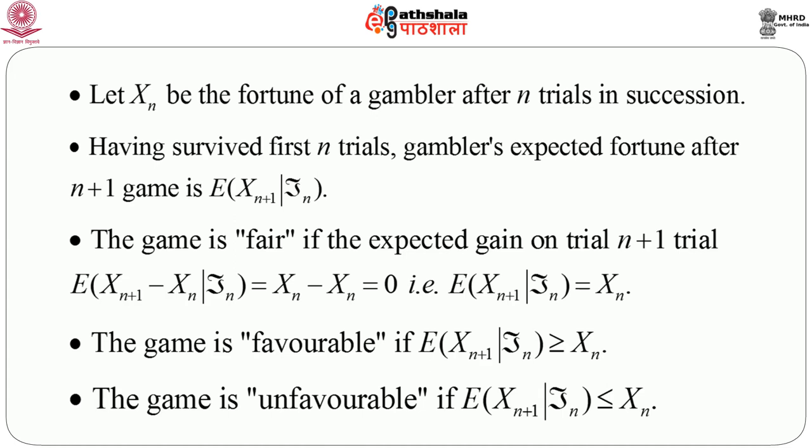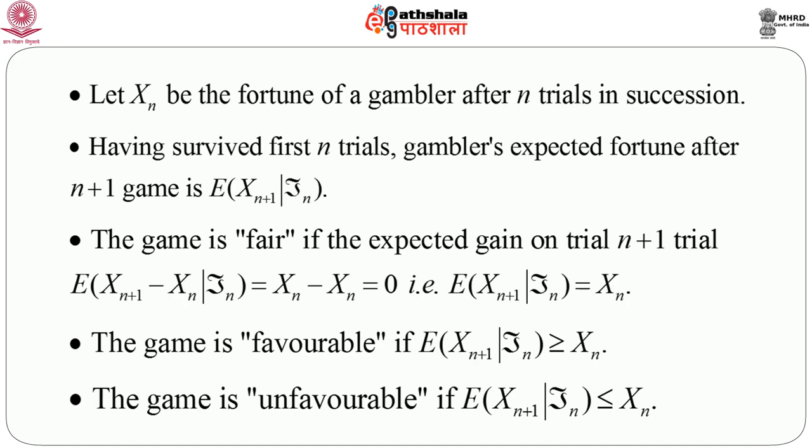So, let us first introduce Martingale from a particular gamble, a problem from gambling theory. Let Xn be the fortune of a gambler after n trials in succession. A gamble means you are considering one trial after another. After the nth trial, the fortune, or the profit or gain, of the gambler is denoted by Xn, which is naturally a random variable.